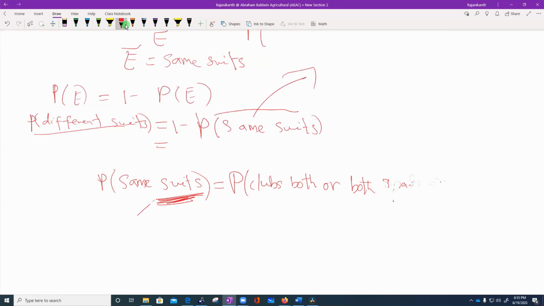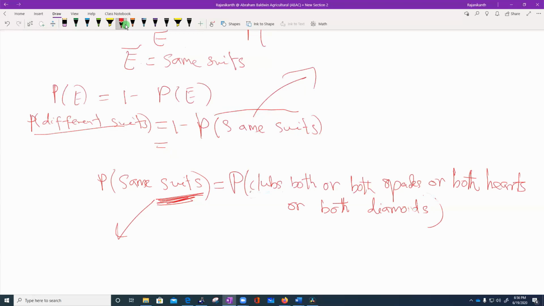There are 4 suits, right? Yes. Clubs, spades. You have already told me the black colors. There are 2 red colors. One is hearts, right? Yes. And the other is diamonds.